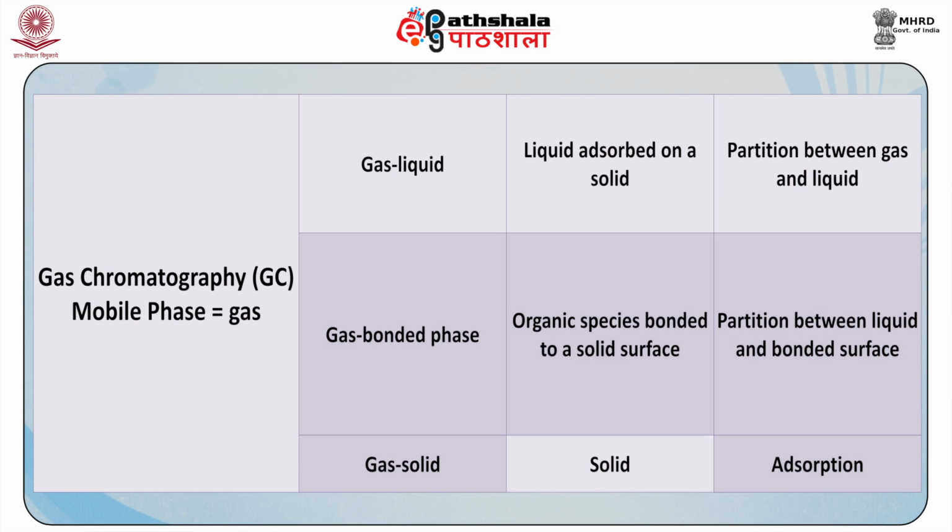The second type is gas chromatography, GC, wherein the mobile phase is gas. Herein the types included are gas liquid, wherein the stationary phase is liquid adsorbed on a solid and the type of equilibrium is partition between gas and liquid. Next is gas bonded phase, where the stationary phase is organic species bonded to a solid surface and the type of equilibria is partitioning between liquid and a bonded surface.